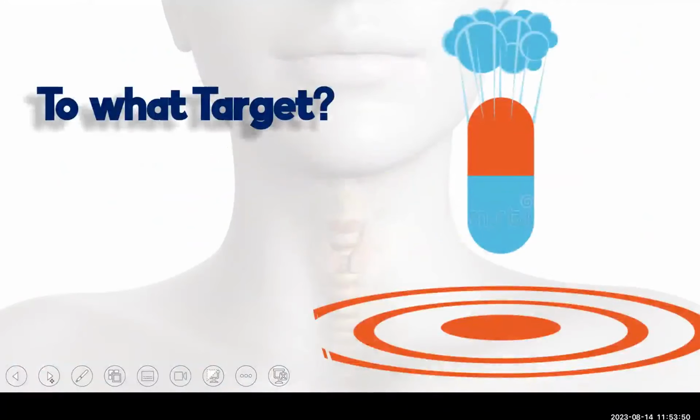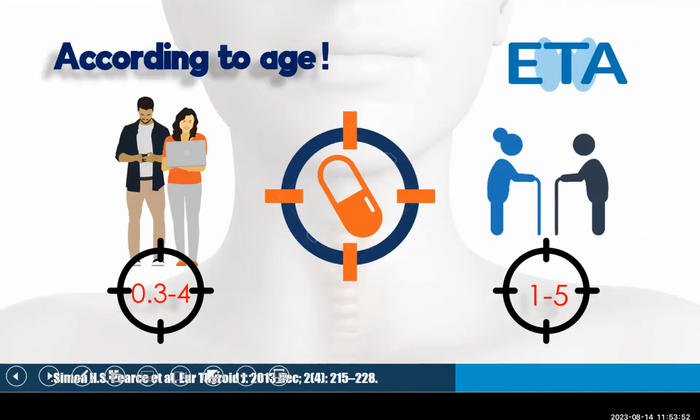What would be the target of treatment? According to the age, if you are dealing with a patient less than 70 years of age, your target should be bringing TSH back to 0.3 to 4. If you are dealing with a patient who is elderly, 70 years or greater, your target should be to render the TSH 1 to 5.